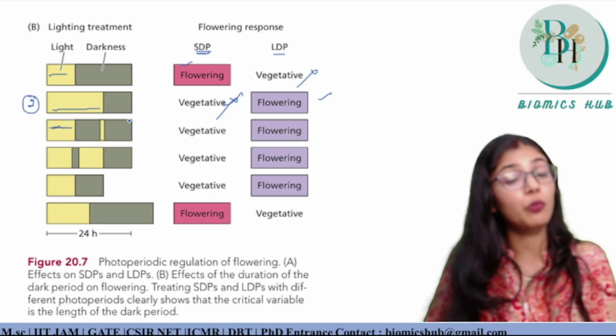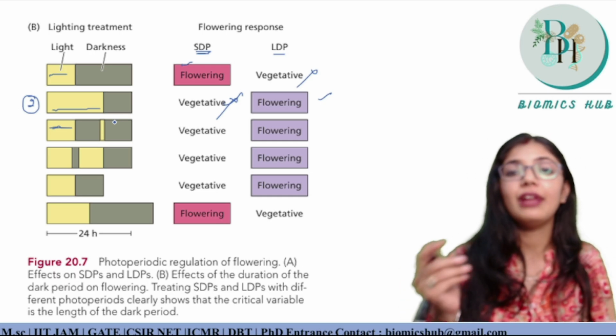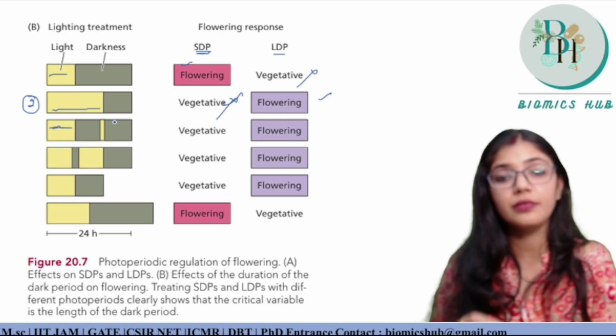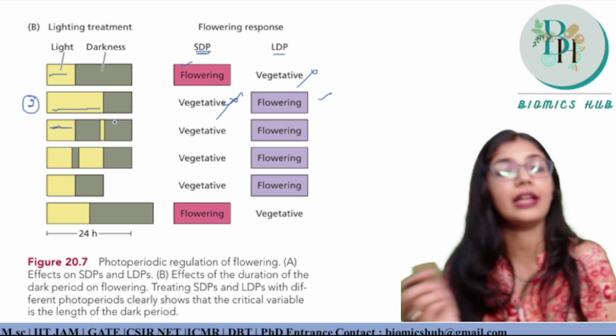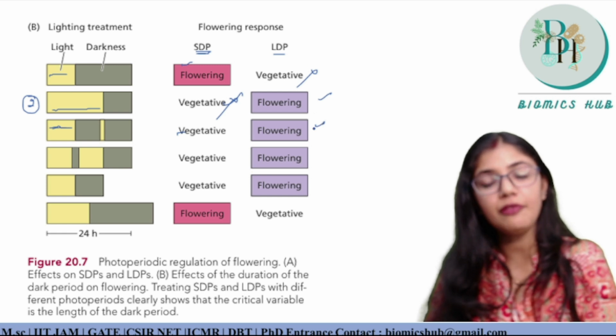Now in the next condition we can see that the length of light is less but the darkness is more. But in the darkness there is a breakage of light, or a flash of light is being given. There is a night break. So if there is a night break, the short day plant cannot flower and it is in the vegetative state. But the long day plant can flower.